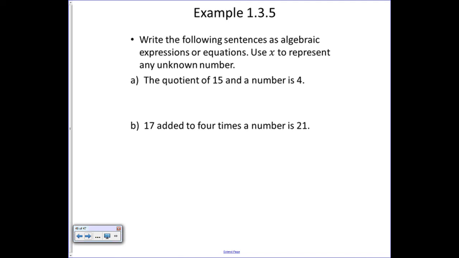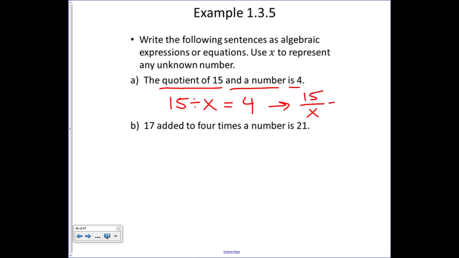So we want to write the following sentences as an algebraic expression or equation, and we're going to use x to represent an unknown number. And so here we want the quotient of 15 and a number is 4. So quotient of 15 and a number, that means we're going to say 15 divided by some number, and in this case we're going to use x, is, means equals, 4. If you wanted to write this in fraction form, you could also write 15 over x equals 4.